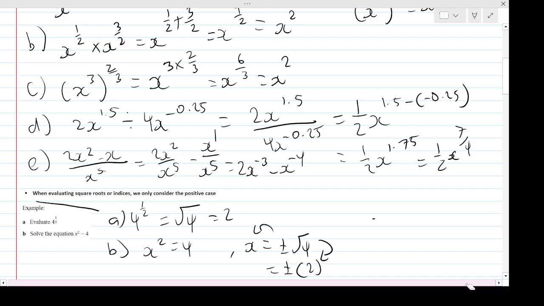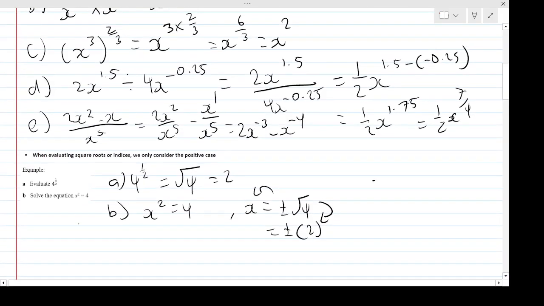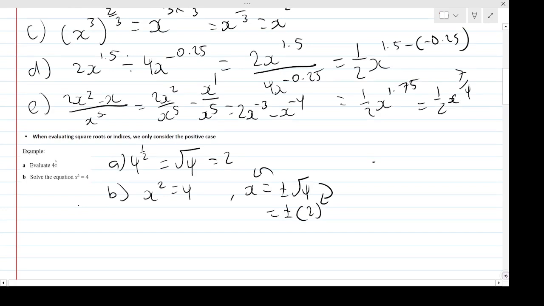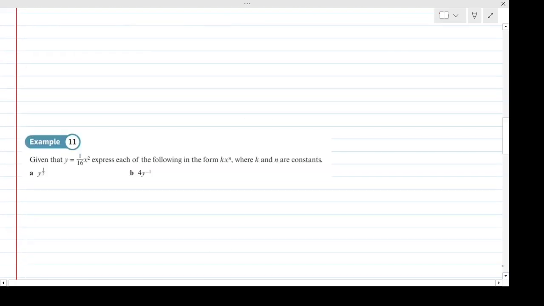When you're just evaluating, so just chucking a number and you want to root it, you should only get a single number, which should be positive. Okay, no plus or minus. Plus or minus will only come from solving an equation, when you want all the sort of possibilities of the values of x. Okay. So yeah, I really want to drum that in. But with that in mind, let's look at these examples.